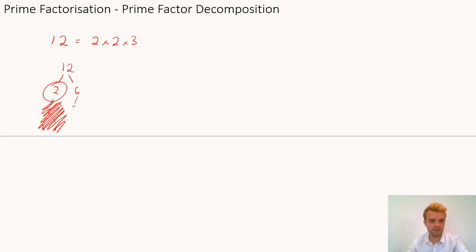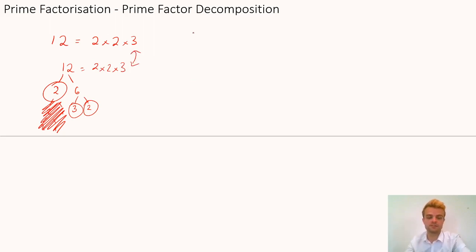6 we can break down. 6 is 3 times 2. 3 is prime, can't go any further, so we stop there. And 2 is prime, can't go any further, stop there. When you've broken it down into these prime numbers, you say that 12 equals those prime numbers multiplied together, which is what we were looking for.